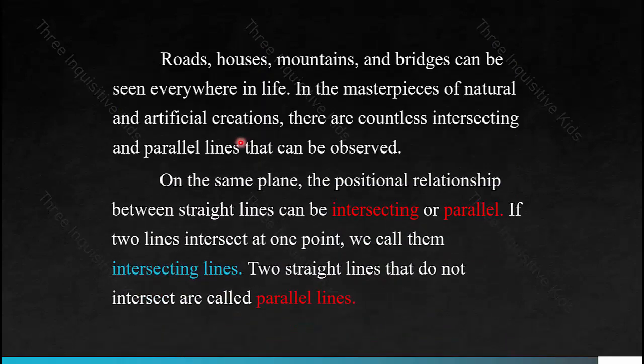Roads, horses, mountains, and bridges can be seen everywhere in life. In the masterpieces of natural and artificial creations, there are countless intersecting and parallel lines that can be observed. On the same plane, the positional relationship between straight lines can be intersecting or parallel. So you can say intersecting lines or parallel lines. If two lines intersect at one point, we call them intersecting lines. Two straight lines that do not intersect are called parallel lines.